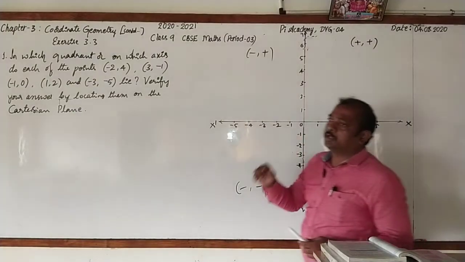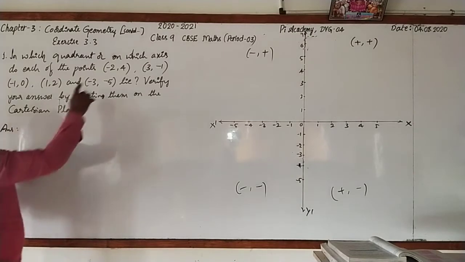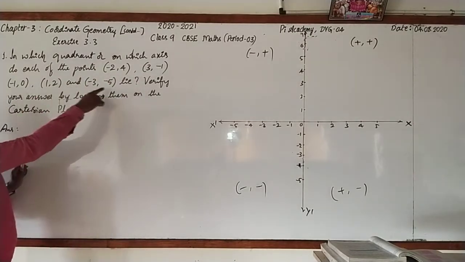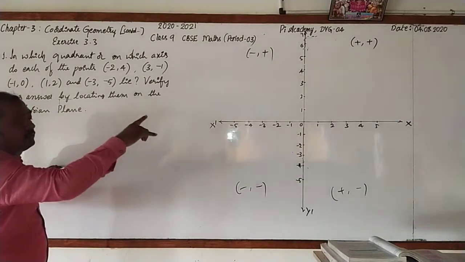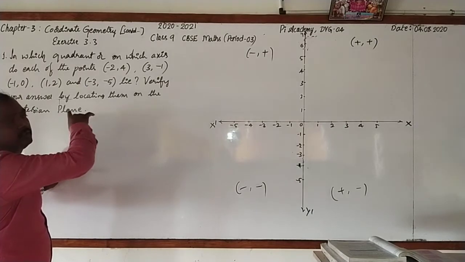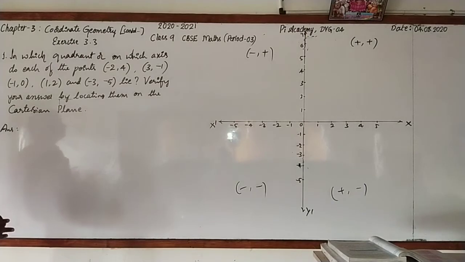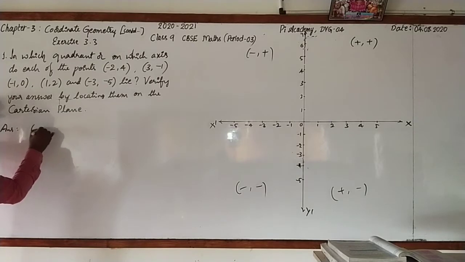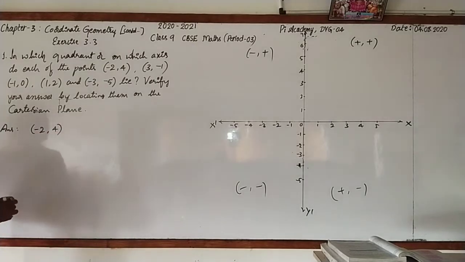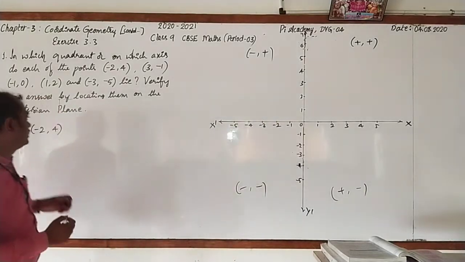Right? Observe. Here we have some points. What are those? (-2, 4) and the remaining four. You have to tell the quadrant in which they belong. Second, some of the points may lie on the x or y axis, that also. First I'll take (-2, 4). X is minus and y is plus. Observe it. X is minus, y is plus means second quadrant.